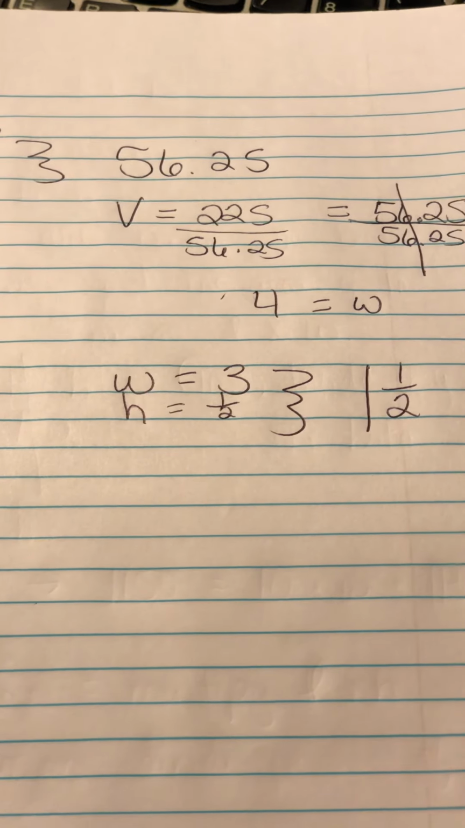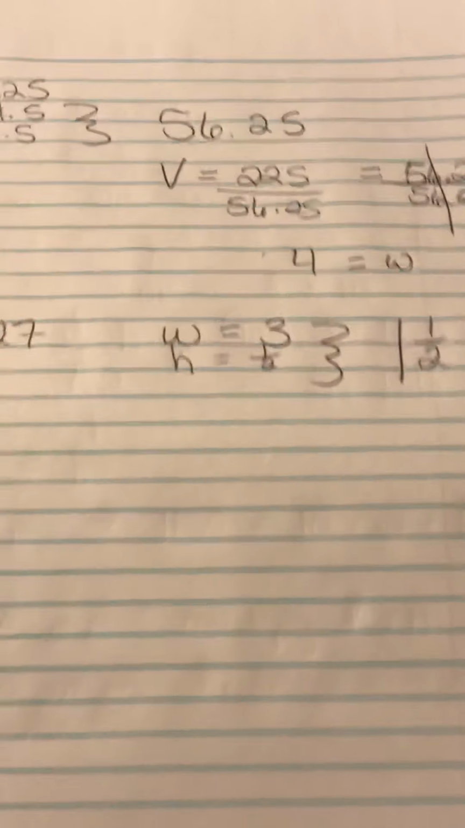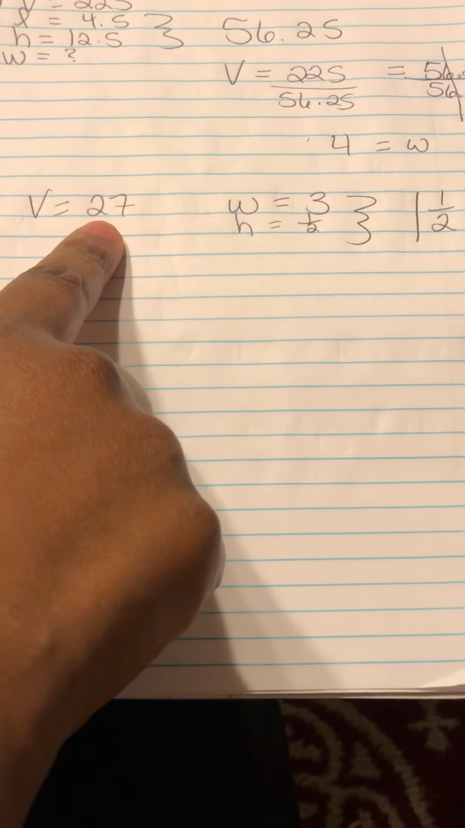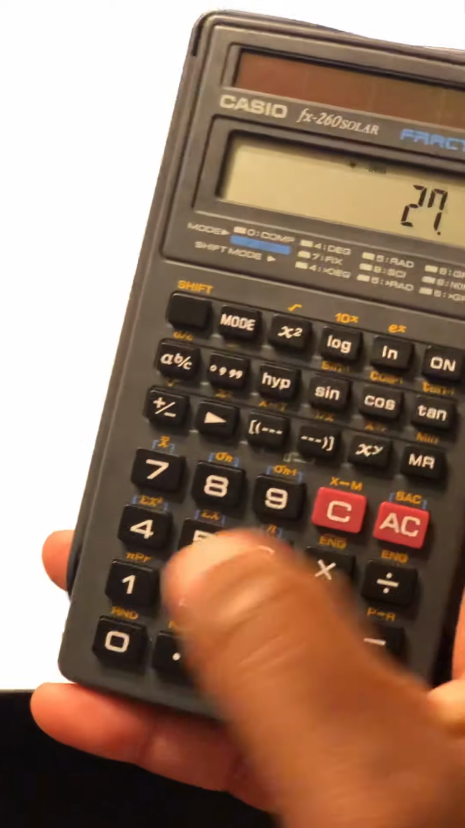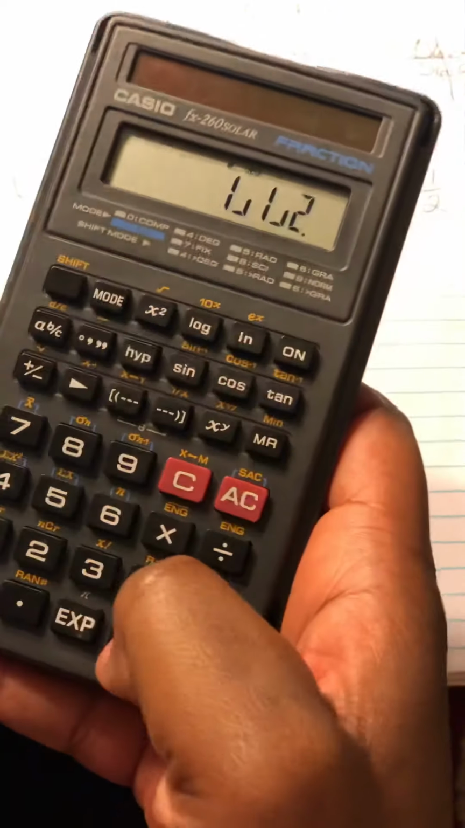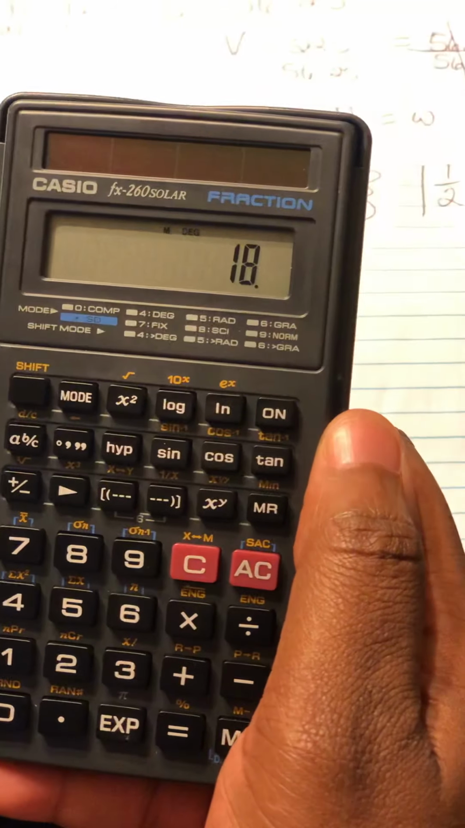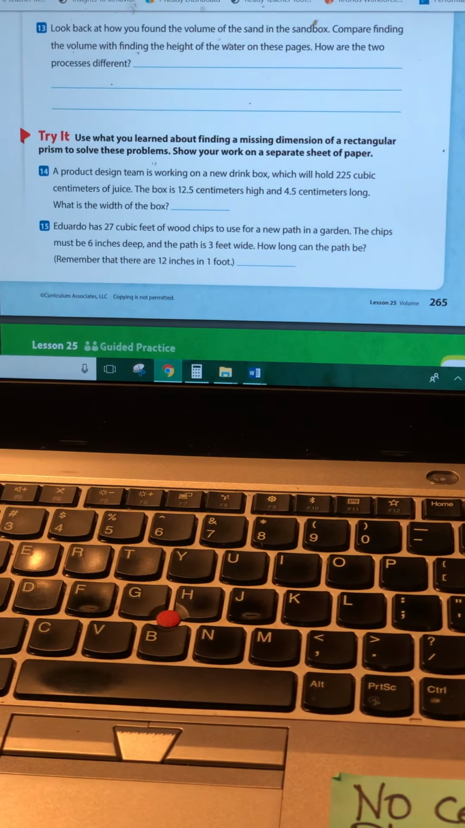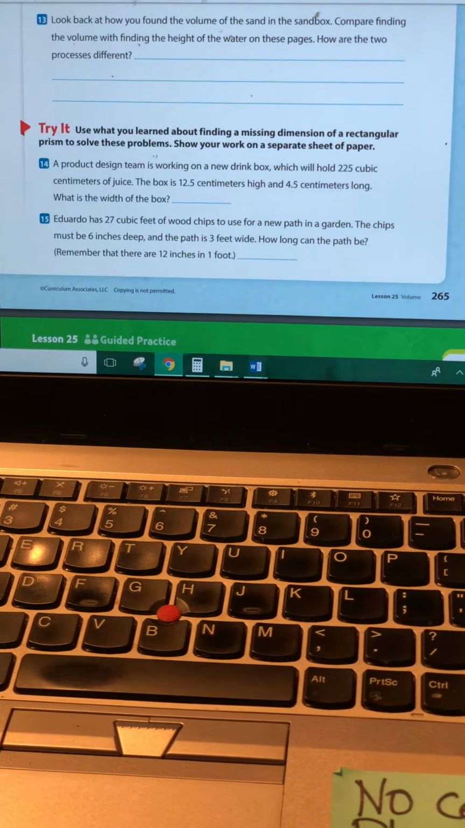Okay, so now what are we supposed to do? Remember the volume that they gave us? Yes, the volume is 27 cubic feet. So now I'm going to do 27 divided by 1.5. I'm going to show you guys this on the calculator. So we'll do 27 divided by 1 and 1/2, and we get 18. So the length of this particular garden path is 18.